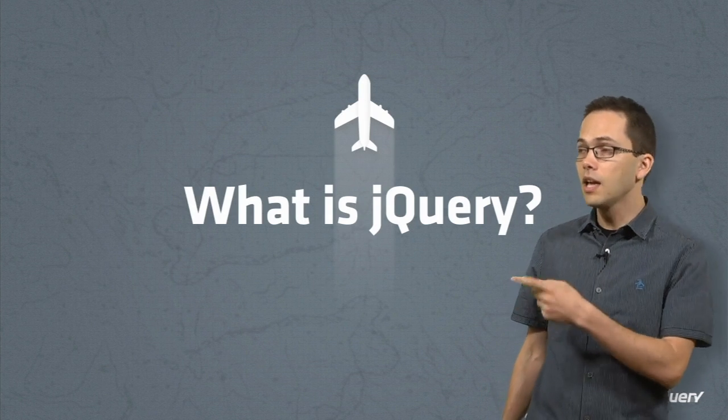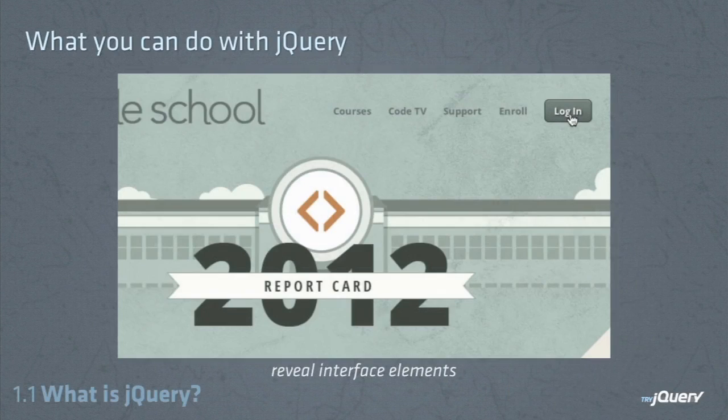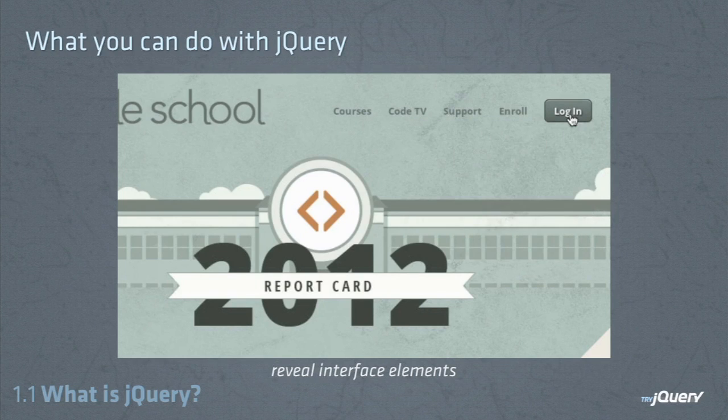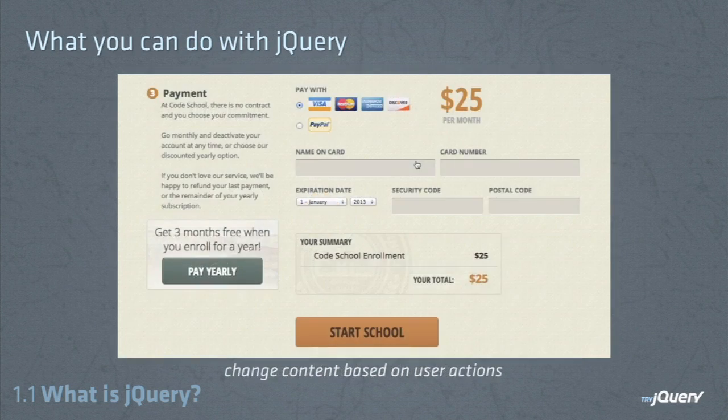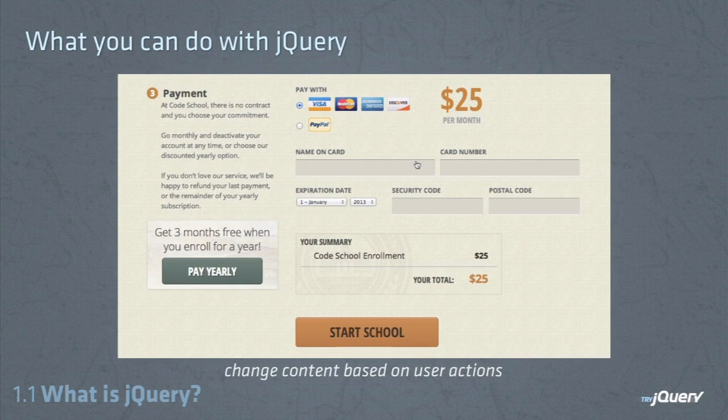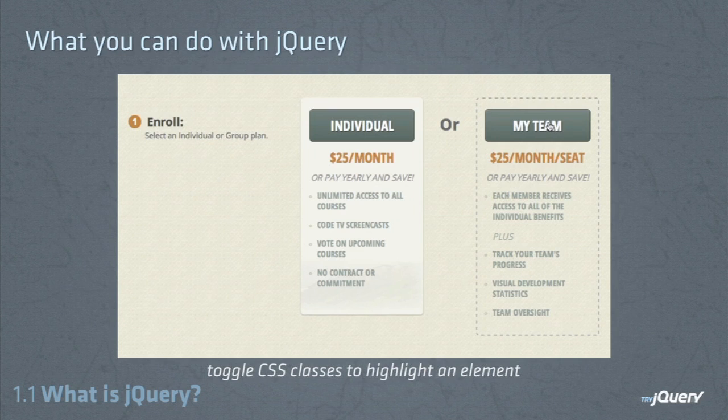Now, before we start looking at code, we need to make sure everybody knows what jQuery is and what it can do. Here's a few examples at Code School. When somebody clicks the login button on Code School, the login form appears and can disappear once they click that again. Over on the Code School payment page, people can select between paying yearly and monthly, and the price is updated accordingly. Also in this page, we can toggle different CSS classes based on which button somebody presses, as you can see here.